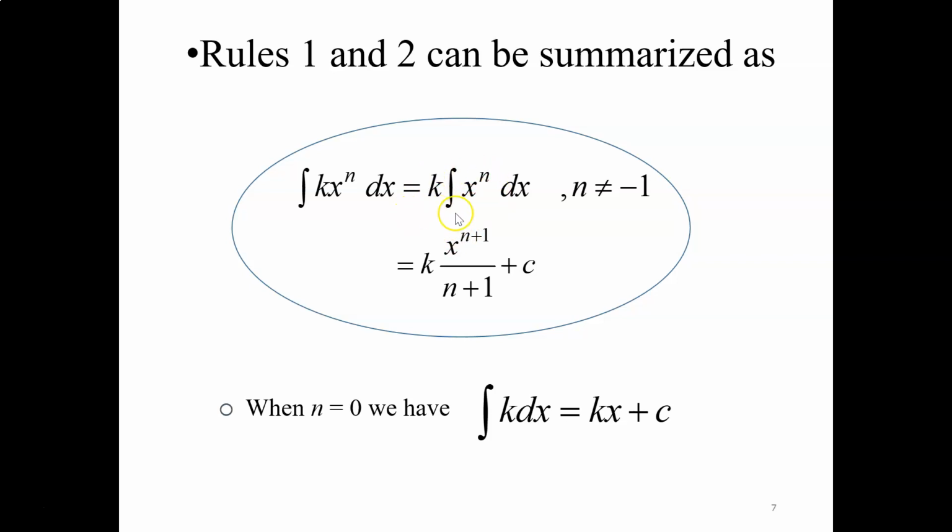So back to here, k we just write down as k, because when you integrate, you don't need to integrate this k, you just write it down. But you have to integrate this x. So again, when you integrate x to the power of n, you will get x to the power of n plus 1 divided by n plus 1, plus c, the arbitrary constant. Okay, notes here. When n equals 0, we have the integration of k dx equals kx plus c.